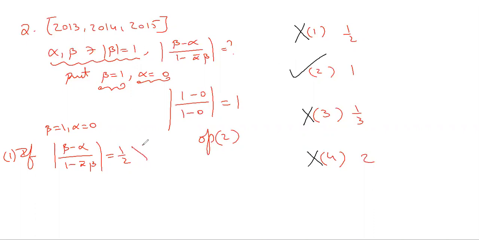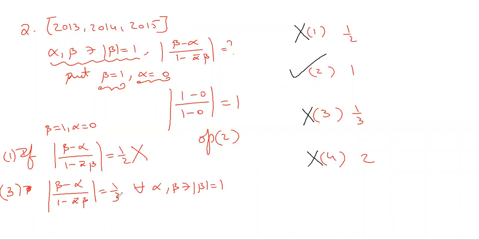Similarly, we identify the third statement. The meaning of the third option being correct is that the value is equal to 1 by 3 for all alpha, beta such that mod beta equal to 1. So this also fails because for one set of values, this value is not equal to 1 by 3. So that's also wrong. Similarly, the fourth one is also wrong, because 1, 3, 4 are wrong and the second option must be correct.